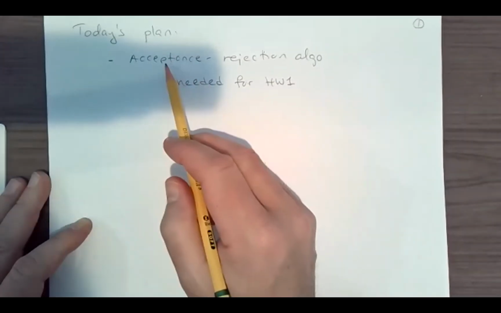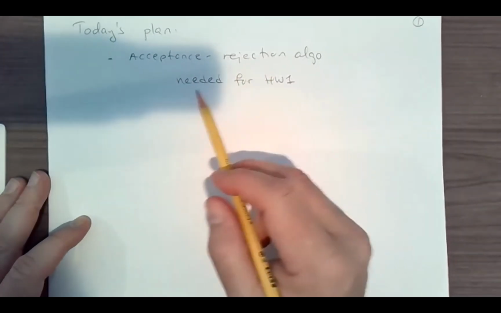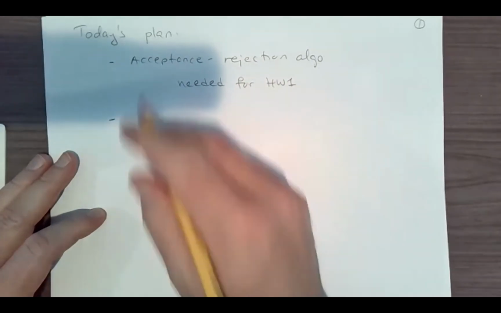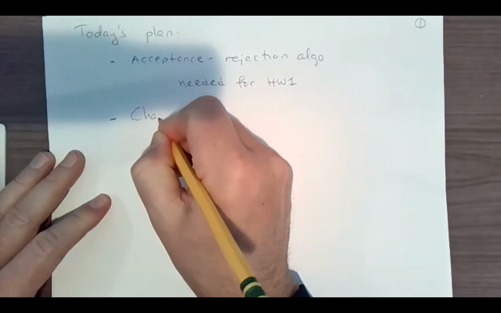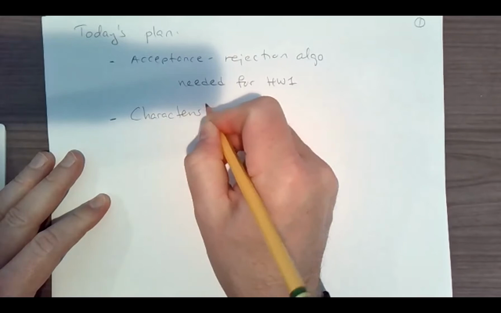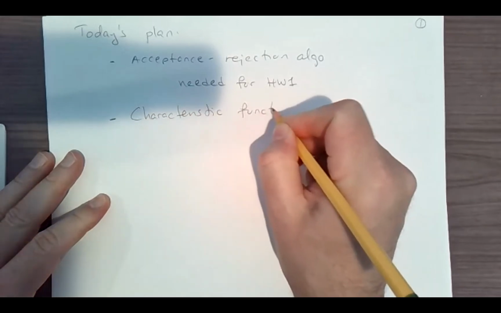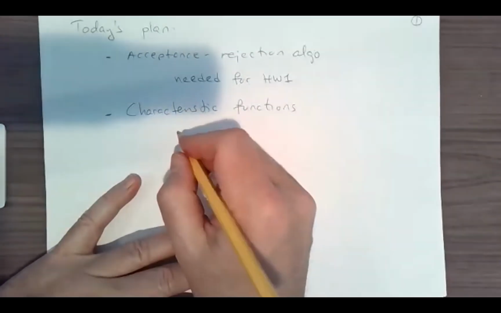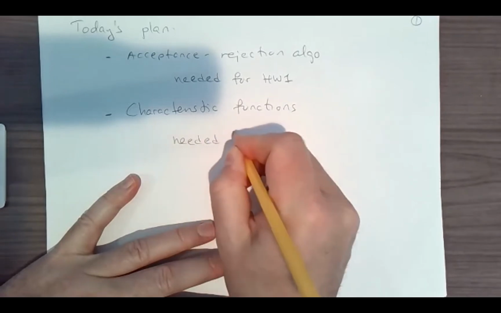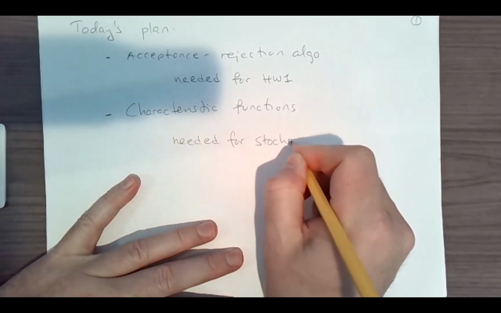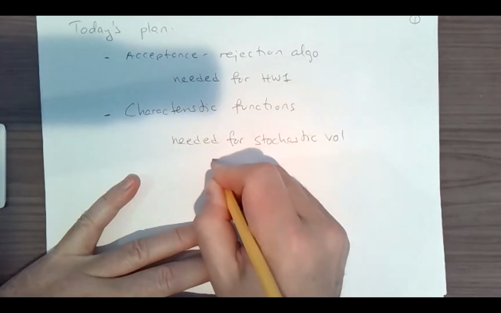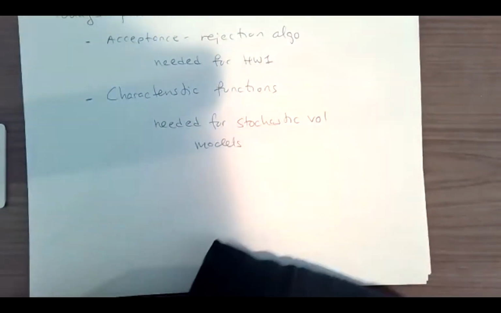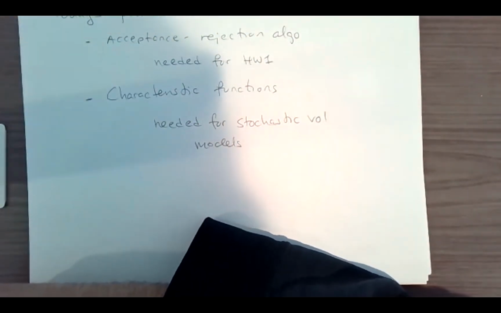So the acceptance rejection algorithm, that's the first part of today's lecture, and then the main bulk of the lecture is going to be about characteristic functions. And we're going to be spending quite some time talking about characteristic functions, and this is needed for these stochastic volatility models that we're going to be considering later on in the course.